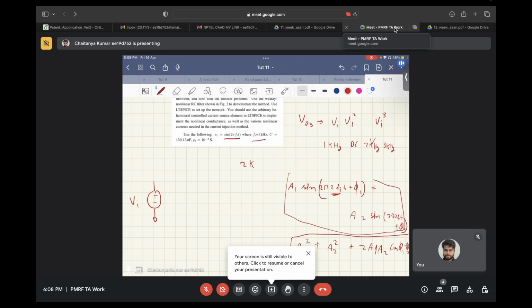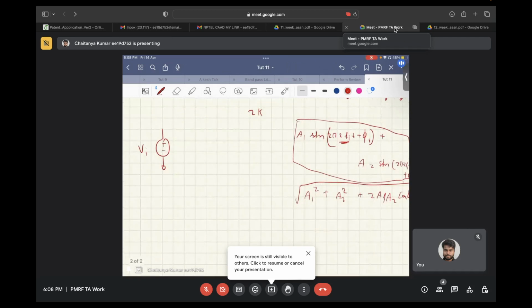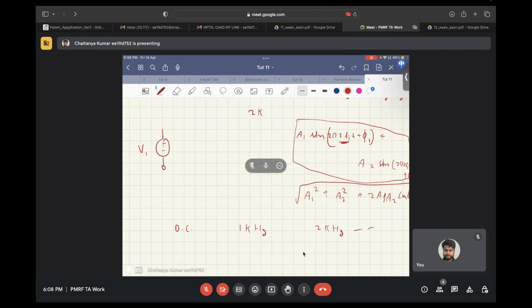The resultant amplitude of both of them. So like this, you can find out what is the amplitude at DC, what is the amplitude at 1 kilohertz, and what is the amplitude at 2 kilohertz, and so on. And this you can find out first analytically through the current injection analysis method.